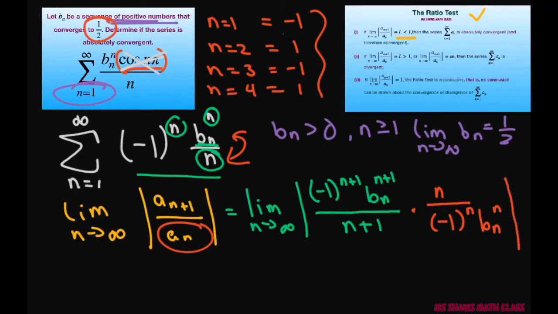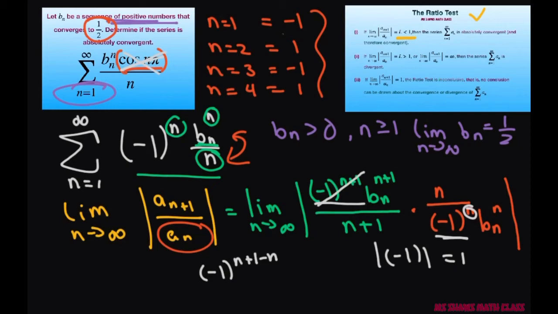And now we can simplify this. This part right here is just going to go to 1, because the absolute value of -1 is 1. Basically what you have is -1 to the n plus 1, and then since we have the n here and we use the quotient property for exponents, that's going to be minus n. So we're just going to get 1 for this.